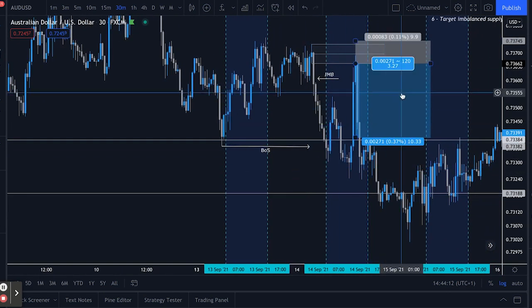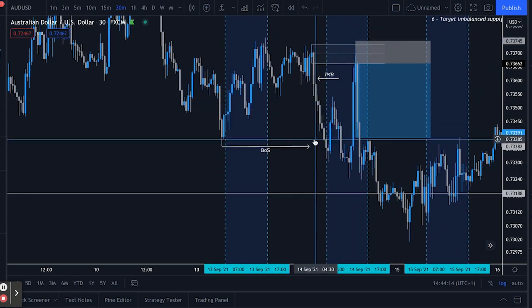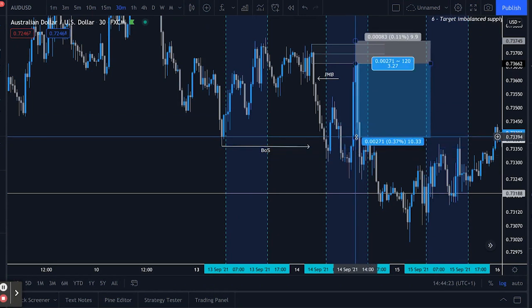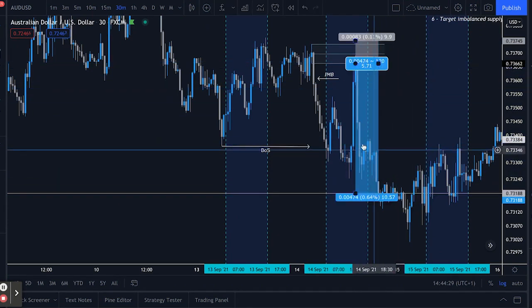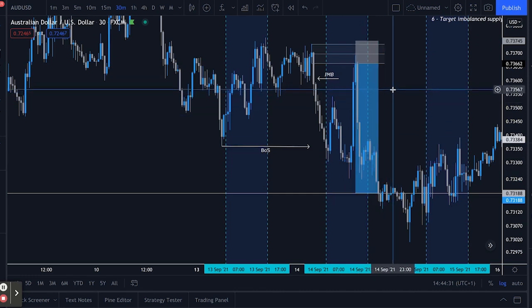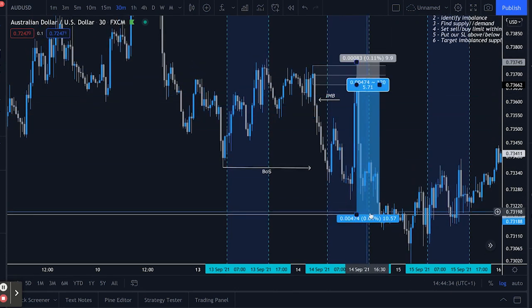Now, because we are looking at markups, we get best possible opportunity. We can see that the first imbalanced demand zone that we marked on has been retested and has been broken through with this breakdown. So because it broke through, we can confidently say, okay, the trend's going to continue. And we have another imbalanced demand zone leading through into this level around 0.73188. So therefore, we can drag the target to there.